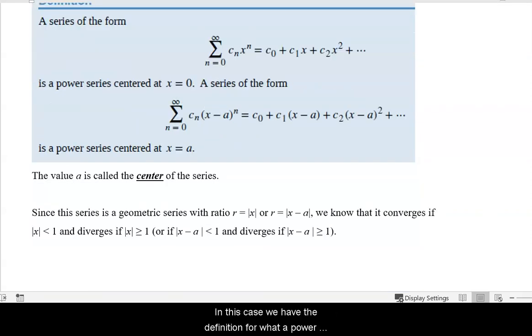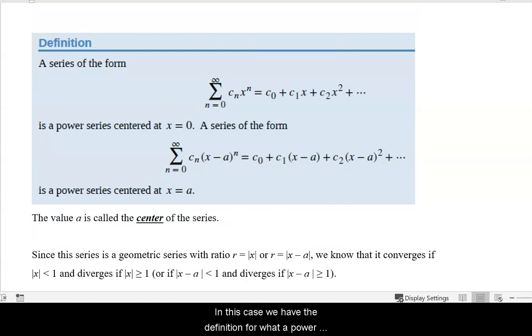In this case, we have the definition for what a power series is. In the blue box, it reads, a series of the form, the infinite sum from 0 to infinity of c sub n x to the n equals c sub 0 plus c1x plus c2x squared plus so on. The c sub n just represent the coefficient of each term. C sub n would be the coefficient of the nth term. C sub 0 is the coefficient of the 0th term. C sub 5 would be the coefficient of the 5th term. C is just a convenient use since C and coefficient both start with the letter C.